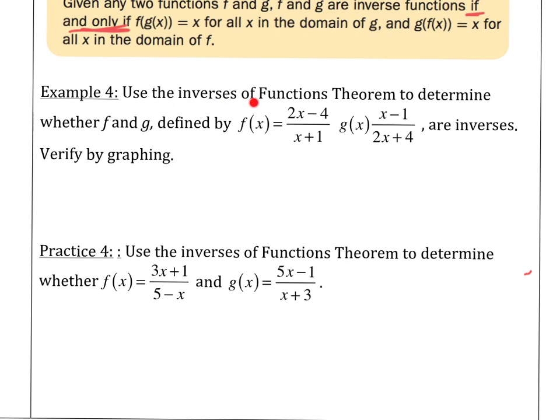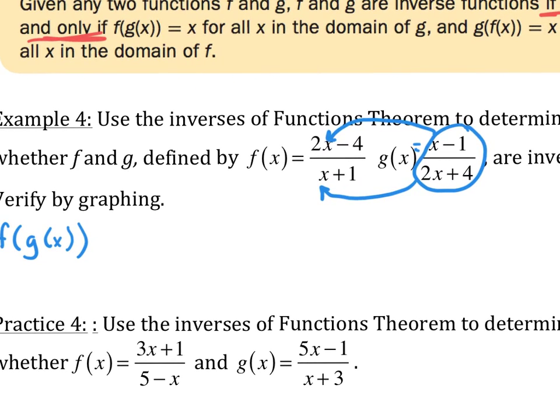So example 4, using the inverses of the functions theorem to determine whether f and g defined by this are inverses. There are two ways to do it. One way is to take one of the functions and place it inside the other. So that would be f with g of x. So we embed one in the other. Now, it actually doesn't matter which one you embed in which one. The important part is that you just take one of the functions and embed it over there. So let's walk through and see what we get.